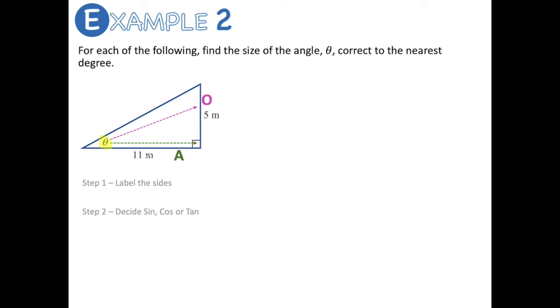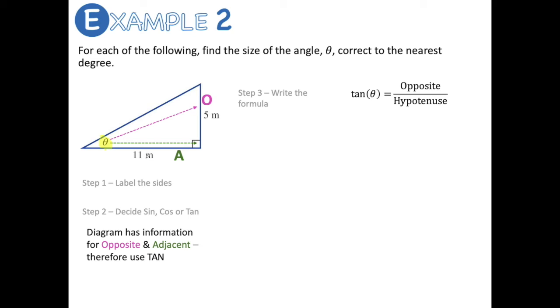So step 2, I'm going to decide to use the tan ratio. So step 3, write my formula for tan. So tan of the angle is equal to opposite over adjacent. So substituting in the values from the question, my opposite side is 5, my adjacent side is 11. So tan of the angle is equal to 5 over 11.